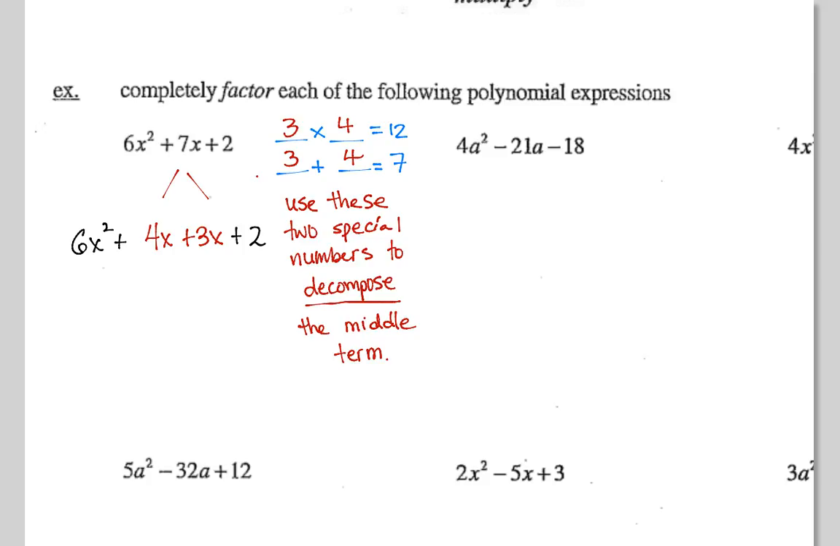What happens when you FOIL? How many terms should there be? 4. So if we're trying to undo the expanding, we have to get to a place where there's 4 of them. Right?